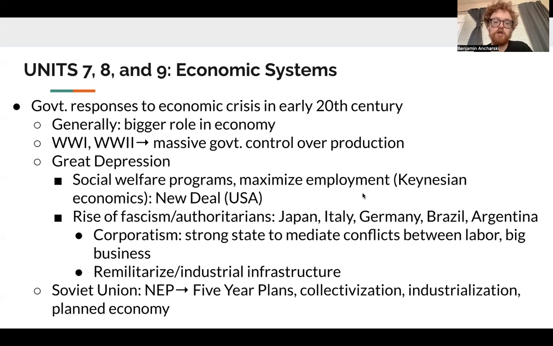Economic systems. Generally, we do see that as the 20th century wears on, governments become more involved in the economy. And that's generally because of responses to crises. During World War I and World War II, we saw that governments engaged in total war. They engaged in that practice of controlling the economy to support the war efforts.